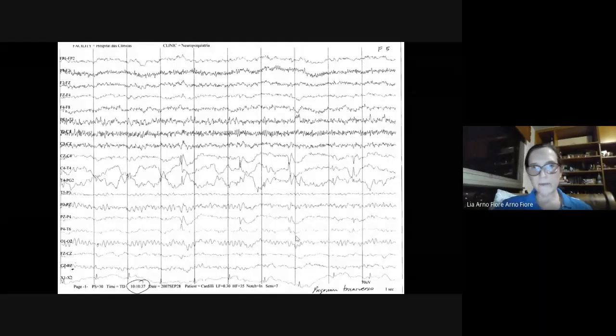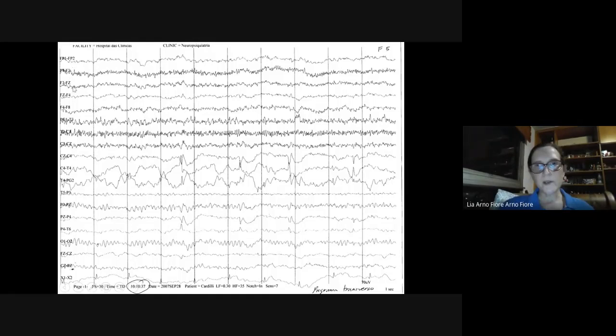Then you can have the transversal. It's not so good because I'm going to compare this side with this one, but it shows that there's a phase reversal here on C4. T4 was lost, right? And you also see a little bit in P4, and this is occipital, right? With O2, you have that lovely alpha rhythm because the patient has her eyes closed.